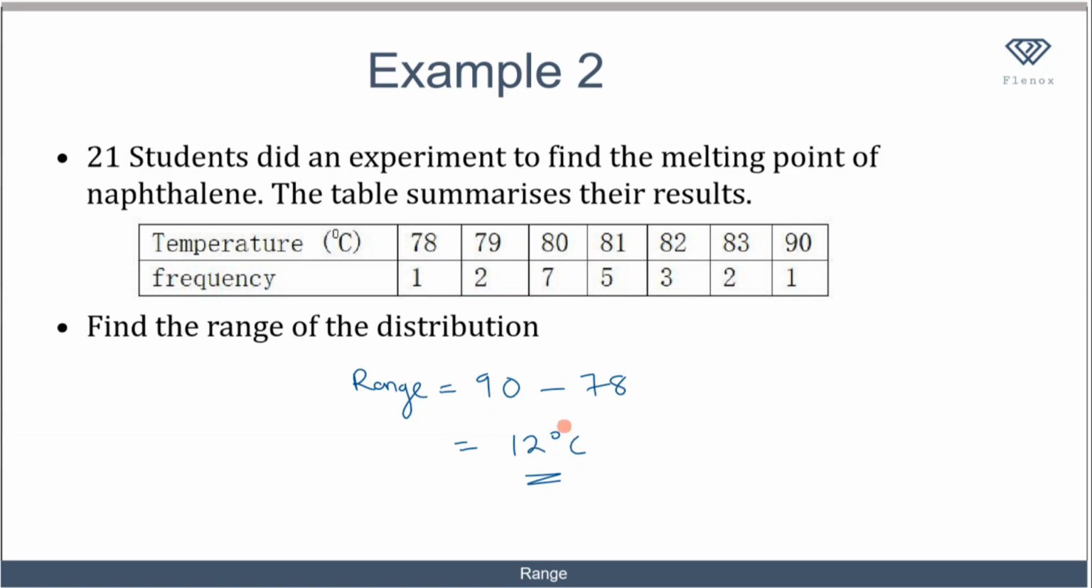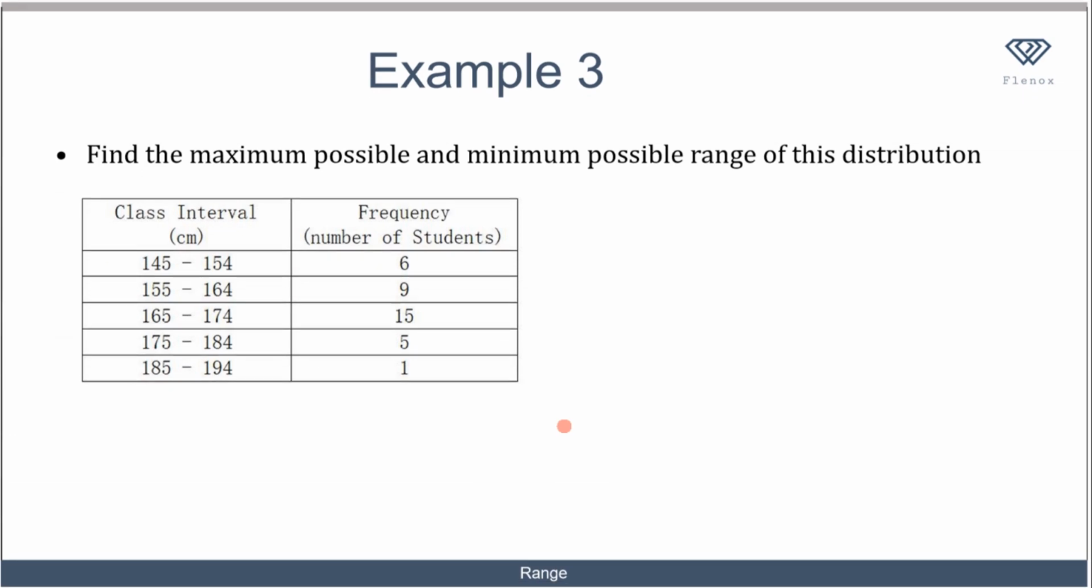Now let's take a look at another example, and here we are told to find the maximum possible and minimum possible range of this distribution. If you look carefully, you see that this distribution is given in the form of grouped data. So what this means is that for the height of students that fall between 145 to 154, we have 6 students within this height range. 9 students fall within this height range. 15 students fall within this height range. 5 students fall within this height range, and 1 student falls within this height range.